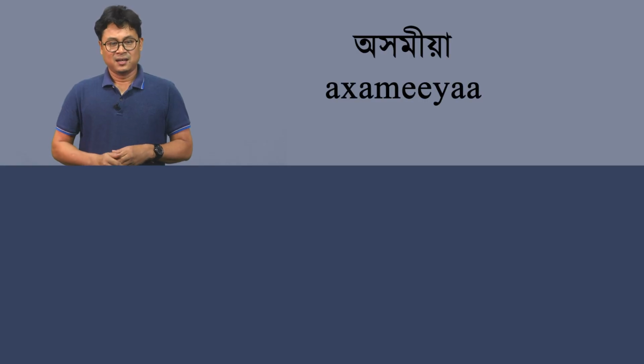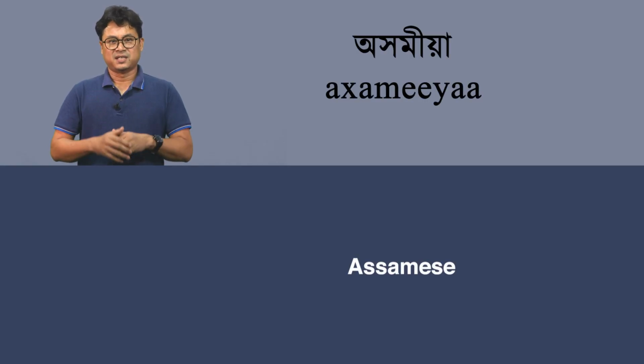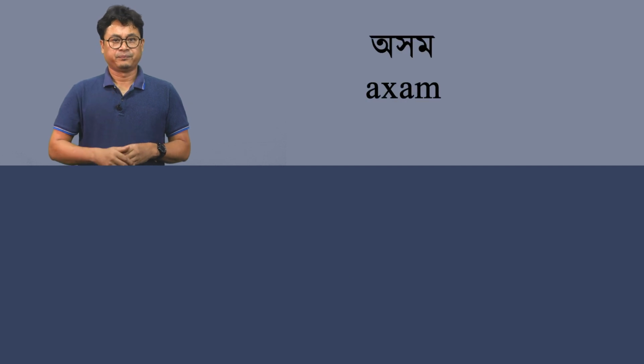Let's start with the suffix ia. It indicates relational and identity-based derivation. It is highly productive in Assamese and is used to derive relational nouns and adjectives. It often expresses belonging, origin, profession, or habitual association. For example, Ohomia. Ohomia means Assamese, from Ohom.